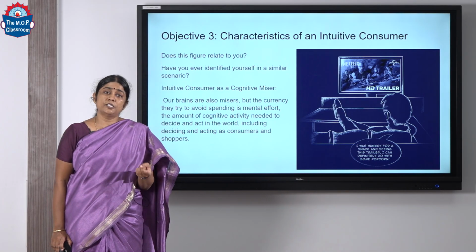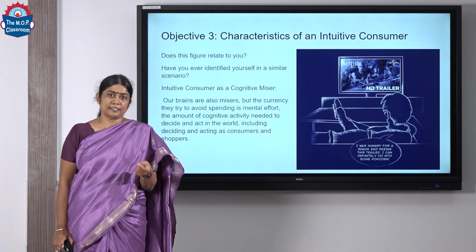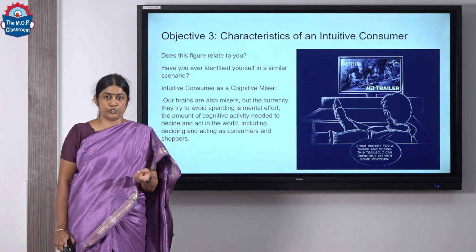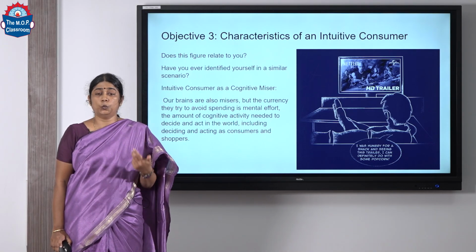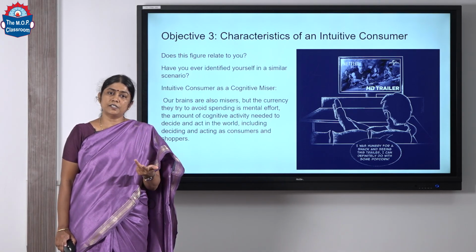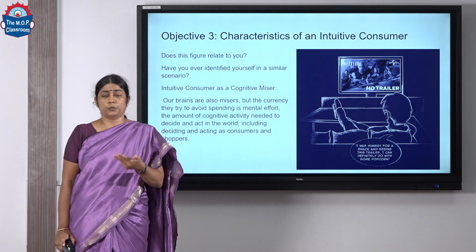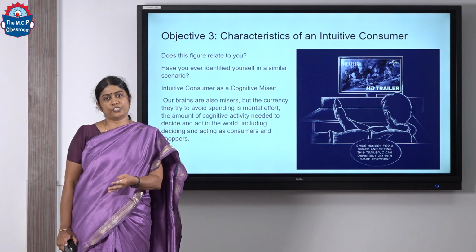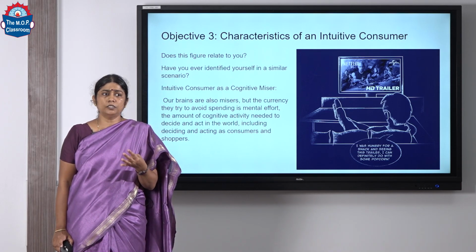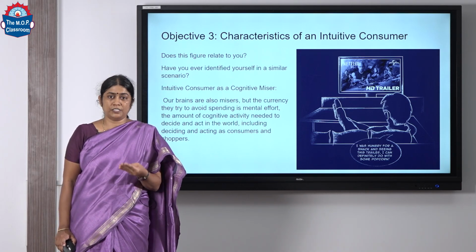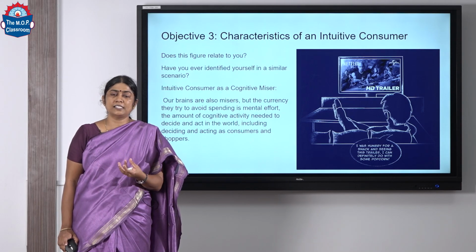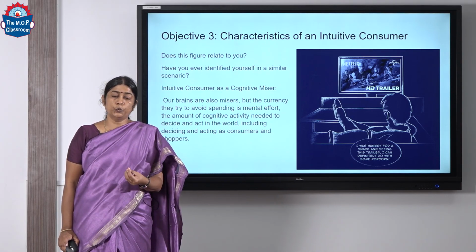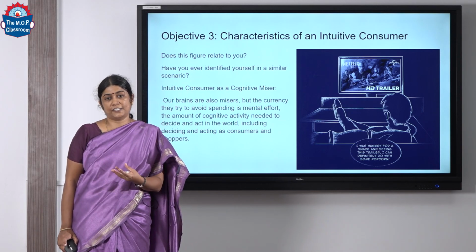So before we go into how priming decision is done, the thought process behind priming, let's understand the characteristics of an intuitive consumer through objective number 3. So who is an intuitive consumer? Intuitive consumers are basically cognitive misers. Meaning they don't want to put in effort to proceed with the decision, and they want to make an effortless decision, as simple as possible, using minimal resources before making a decision.